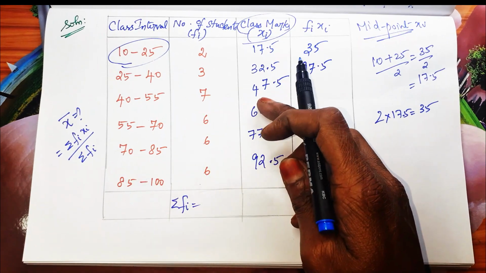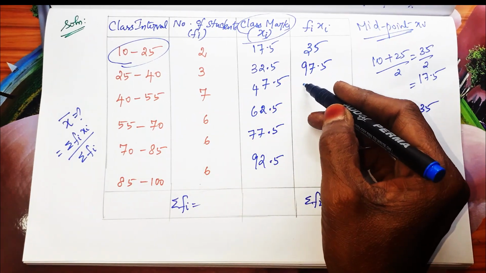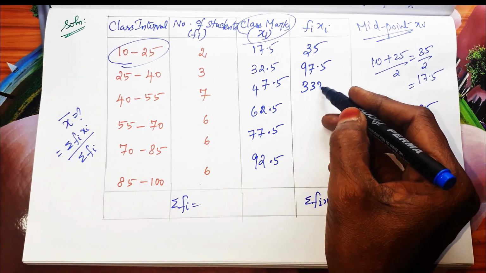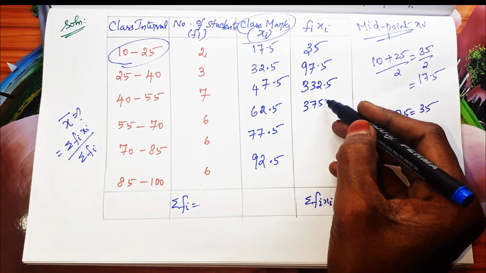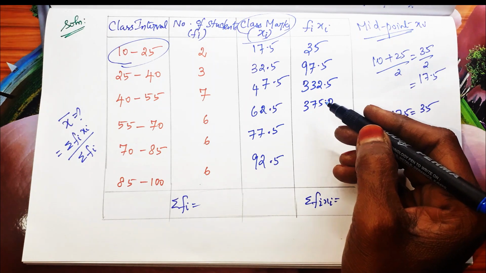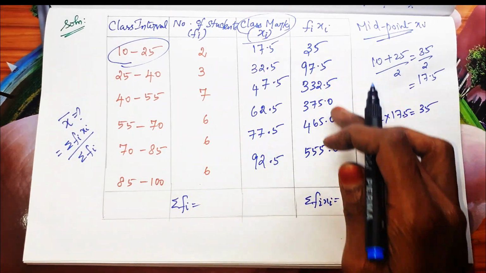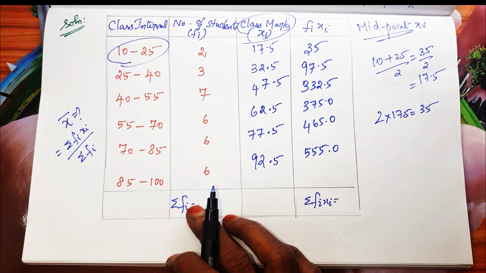Like that we have to multiply the third one. 7 into 47.5, that is 332.5. Next one is 375.5. So we have written all the products. Now we have to sum this and this.